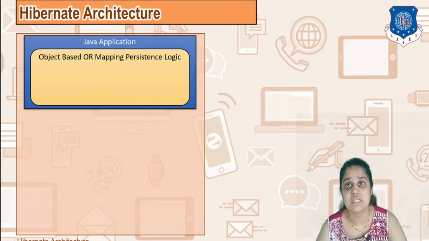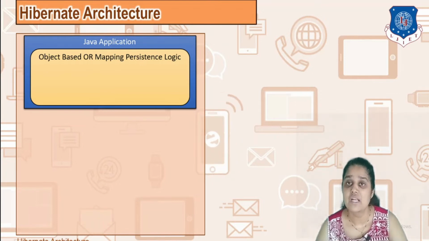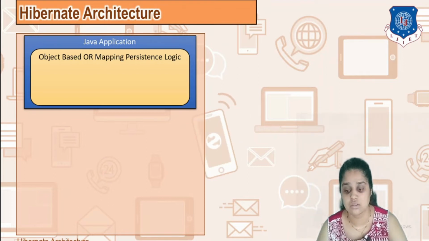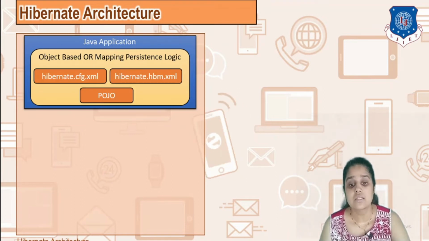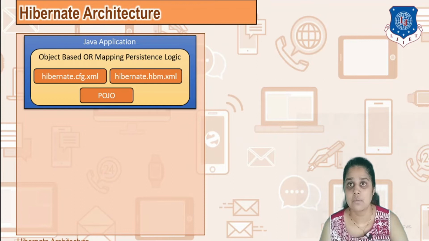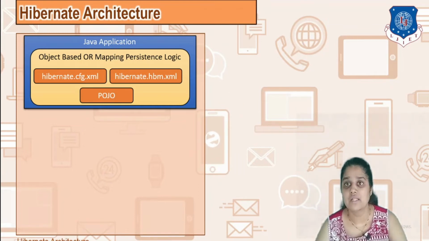Now persistence means saving. Whatever data you are writing in your object file or in your Java file, that code or variable will be saved into the database using the save logic or persistence logic. Persistence is object saving. Now this thing is done by three different files: hibernate.cfg.xml, hibernate.hbm.xml and POJO. Let me explain all these three files to you.